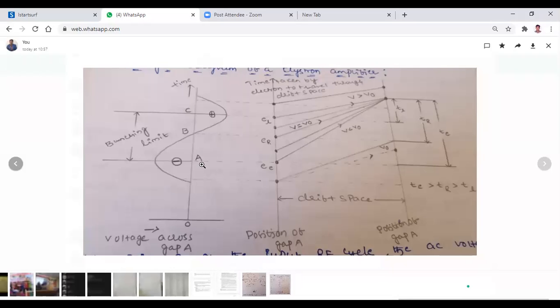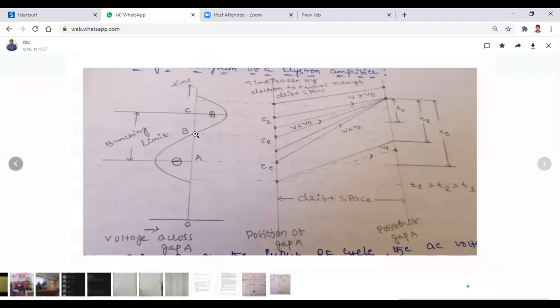Three points here. Don't think that only 3 electrons are coming from the electron gun. Many, so many electrons are coming from the electron gun. It's not possible to draw all these electrons, so for that reason, I want to take only 3 electrons. One is at the highest voltage, another one is at the low voltage, negative high, and another one is at the 0 voltage, right?